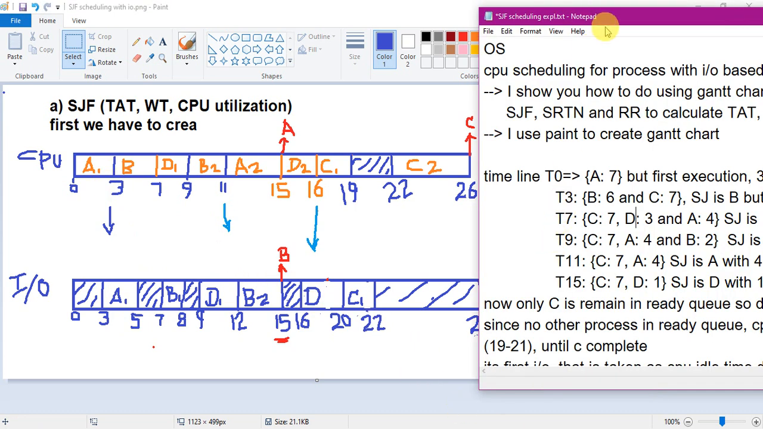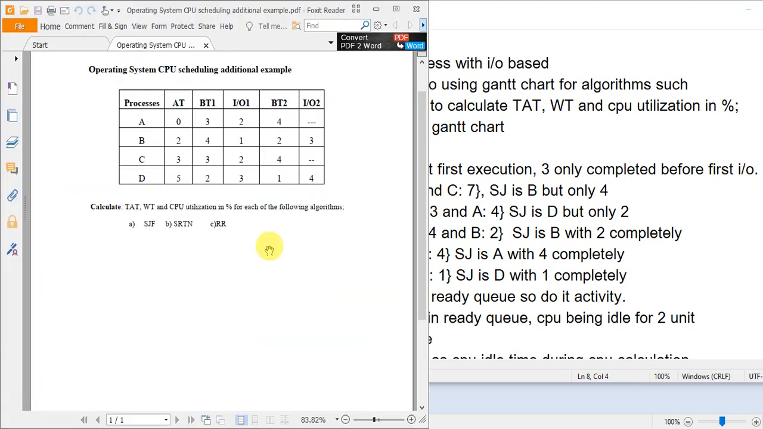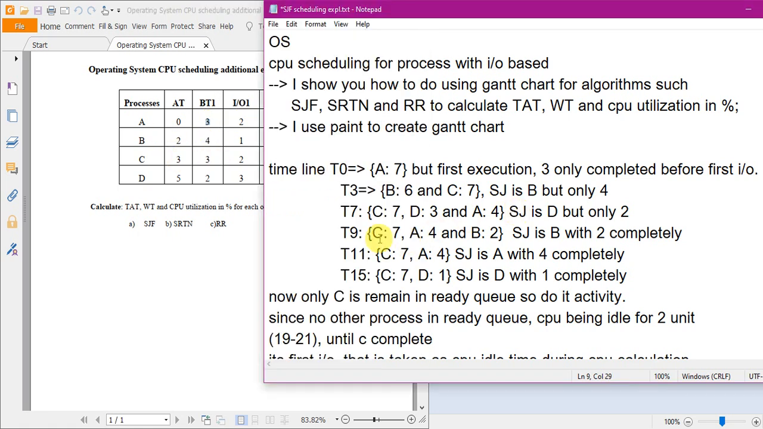Before that, we have to create the timeline. At time 3, A is in the IO request, while the other processes are in the ready queue, not the CPU. The CPU is now idle, left free. When you see the given table, B arrived at time 2, and C arrived at time 3. So when A completes its first execution and leaves the CPU, process B and process C are in the ready queue.